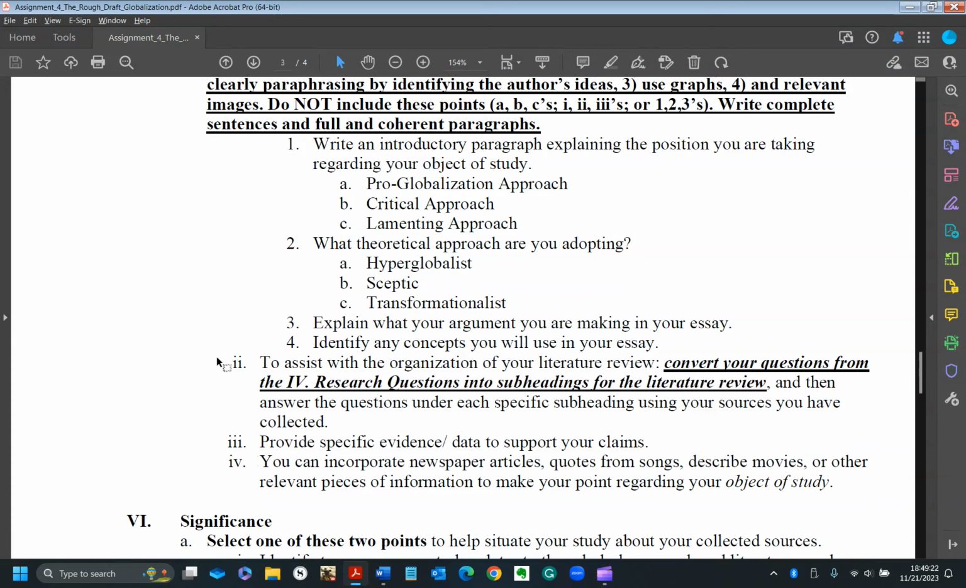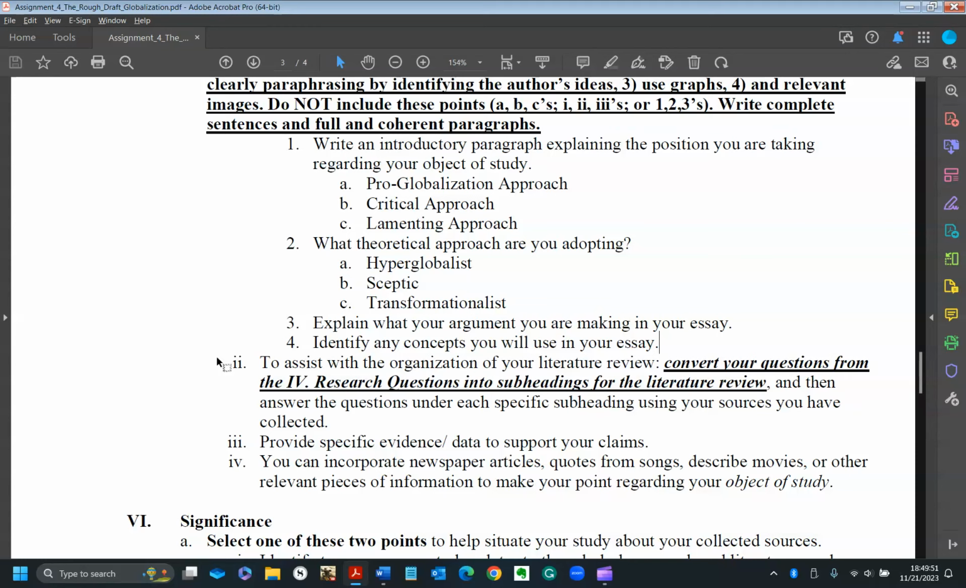To assist with the organization of your literature review, you're going to convert your questions from section four, the research questions, into subheadings for the literature review, and then answer the question under each specific subheading using the sources you have collected. And just as a reminder, provide specific evidence and data to support your claims. All right, and this is sort of what I may have written on your paper.